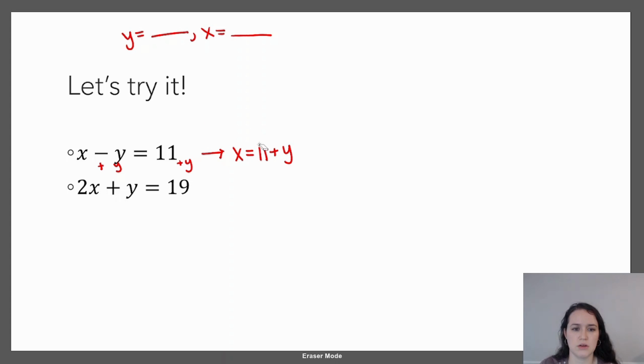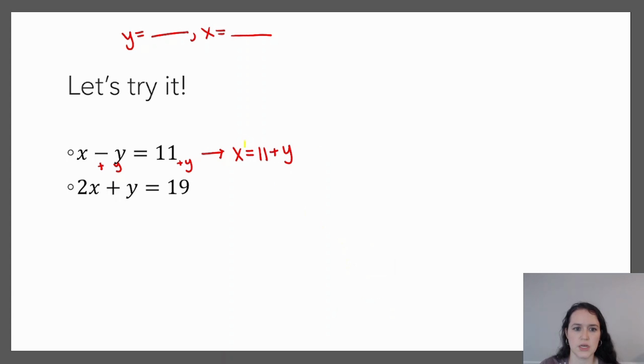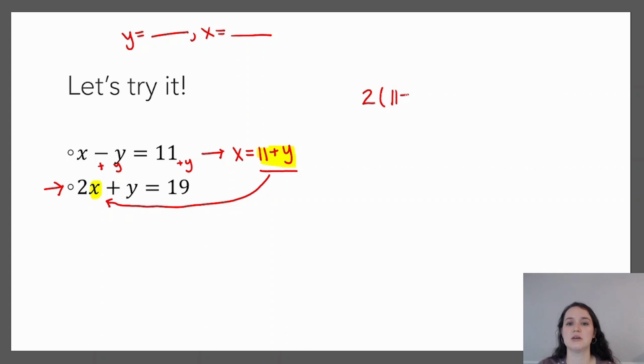Now, let's see if I can get some color options for you. Here we go, highlighter. I'm going to take this whole chunk right here, because I'm telling you this is what x is, and I'm going to replace this x here with that chunk of values. So we're going to take this 11 plus y, and we're going to plug that in for x. You might want colors for this. I found that it's helpful to see it. So I'm going to write 2, and instead of writing x, I'm going to write 11 plus y, because I'm saying x is 11 plus y. Then plus y equals 19. So literally just replacing the x with that whole expression.